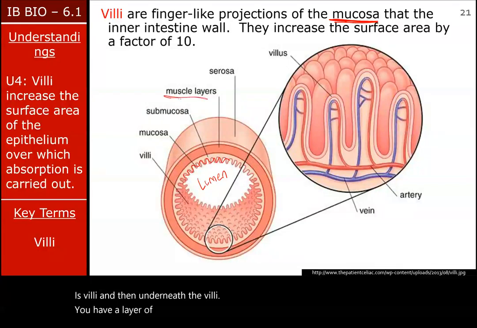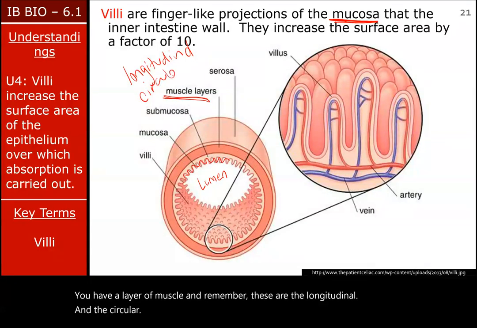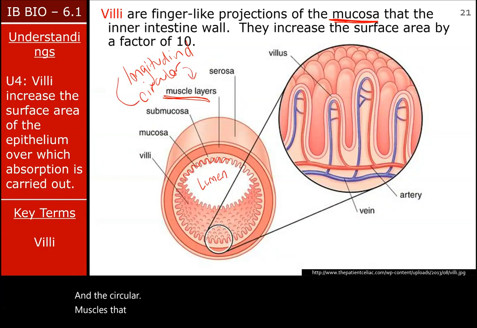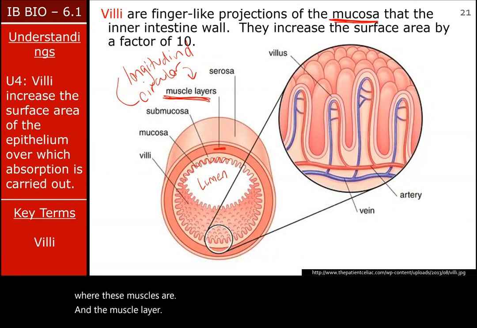And remember, these are the longitudinal and the circular muscles that are contracting and relaxing to push boluses forward, right? That's where these muscles are, in the muscle layer underneath the submucosa. And finally, you have the serosa, which is the outer layer.